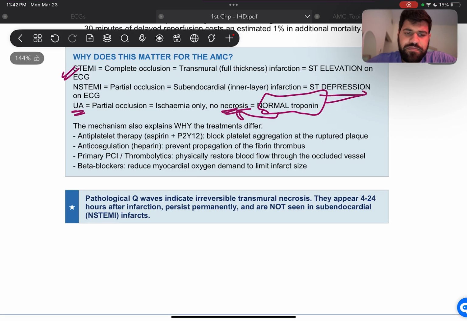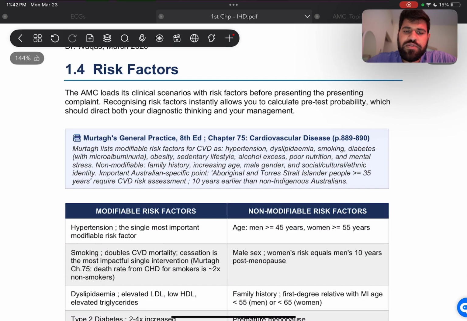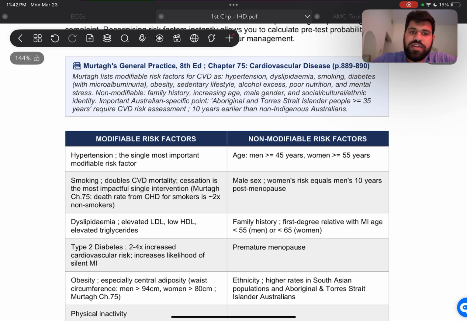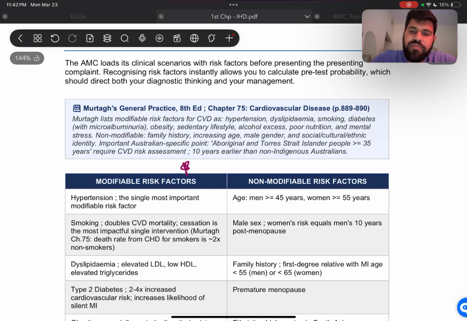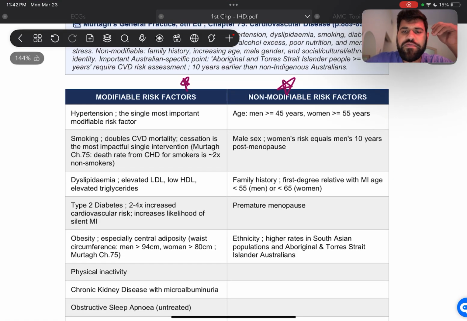All right. Yeah, so we come to the risk factors. Now, what AMC loves to test about is modifiable and non-modifiable risk factors. And it's really straightforward, because modifiable would be the risk factors that the patient has control over, whereas non-modifiable are those risk factors that the patient has no control over. So age, gender, family history, premature menopause.